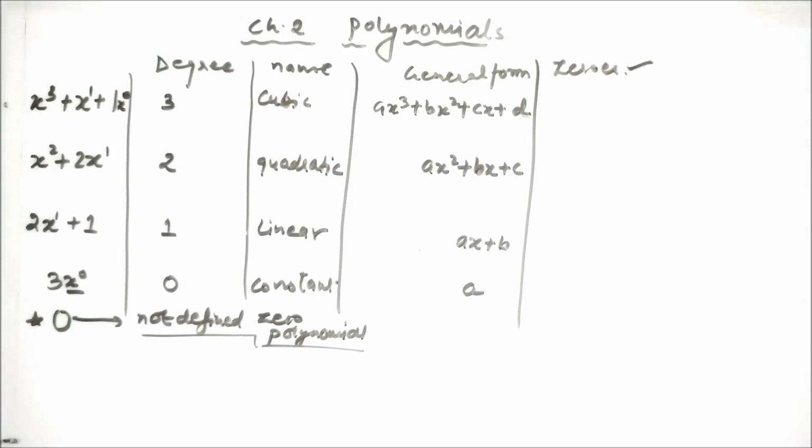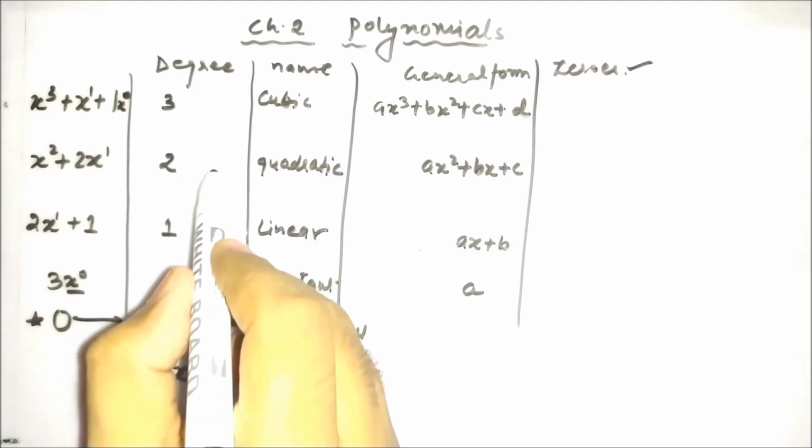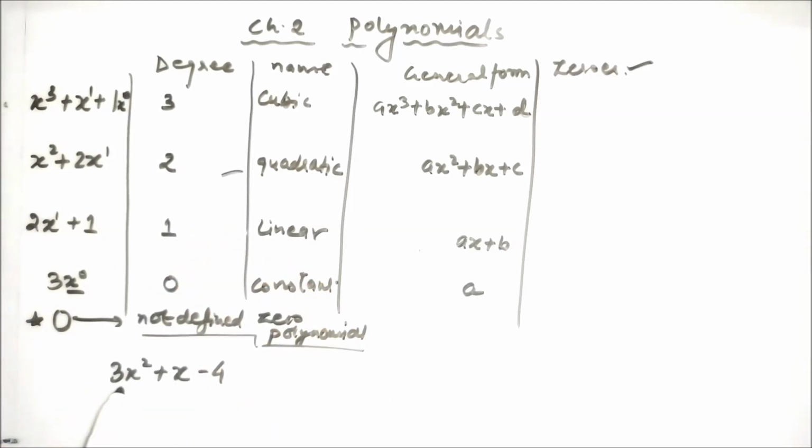Now first let us understand what we mean by the zeros of a polynomial. Suppose I am taking a polynomial as 3x square plus x minus 4. As the highest power is 2, we can say that it is a quadratic polynomial.